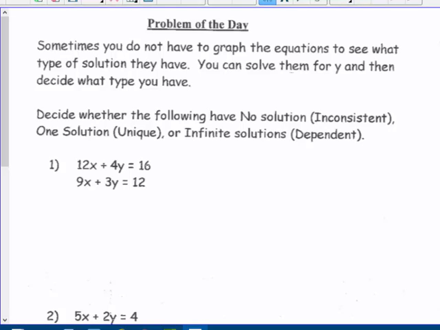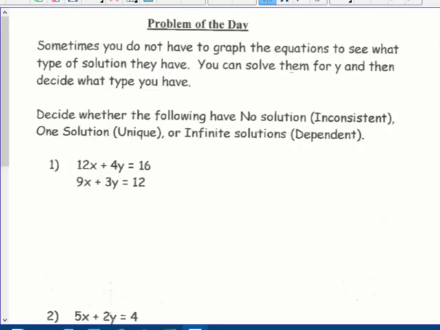This video starts on page 18 in your 1D packets. It's the problem of the day. Sometimes you do not have to graph the equations to see what type of solution they have. Remember, they can have infinitely many solutions, the same line. They can have no solution, they're parallel, or they can be consistent and have one unique solution. You can solve them for y and then decide what type you have.